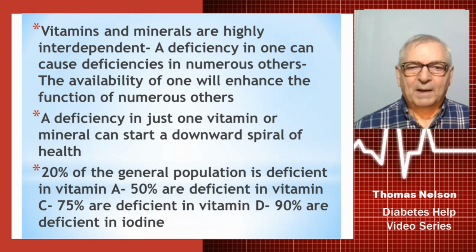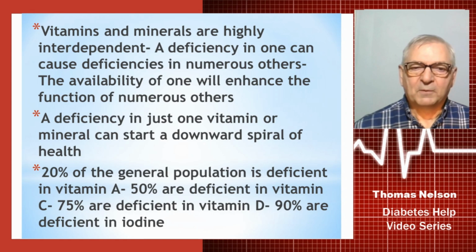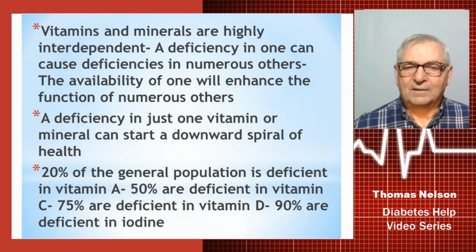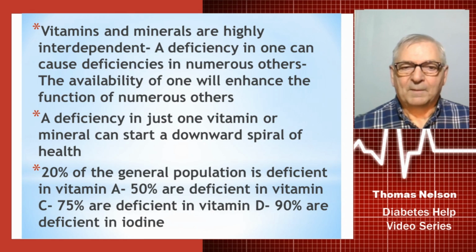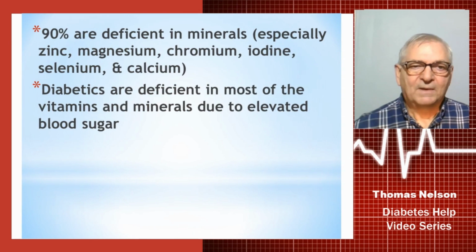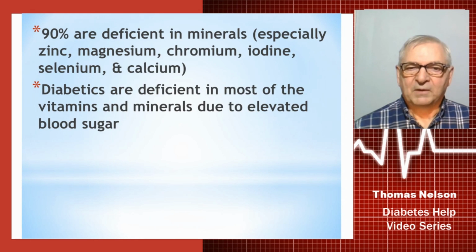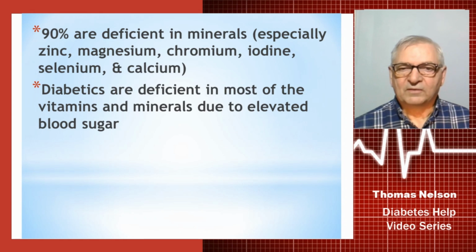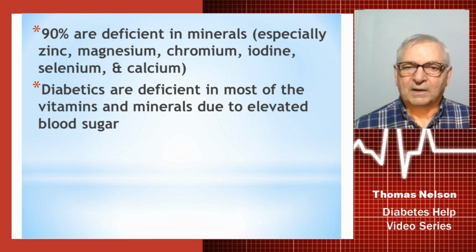20% of the general population is currently deficient in vitamin A, 50% in vitamin C, 75% in vitamin D, and 90% in iodine, which explains a lot of the thyroid issues. 90% are deficient in minerals, especially the minerals like zinc, magnesium, chromium, iodine, selenium, and calcium. And most of those play very important roles in the management of blood glucose.